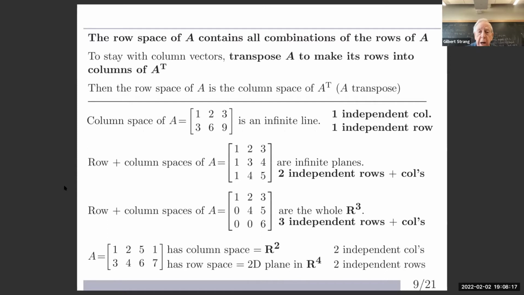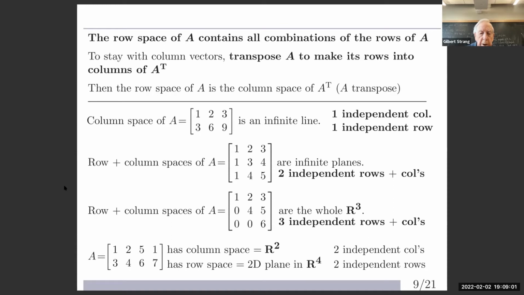So the row space is similar, but it has all combinations of the rows. And if I want to stay with column vectors, then I would transpose the matrix, change A to A transpose, make the rows into columns, and then I would take the column space of A transpose. So those are examples. Again, now we're up to 3 by 3. And you see the first 3 by 3. Do you see that only 2 columns are independent in that middle one?